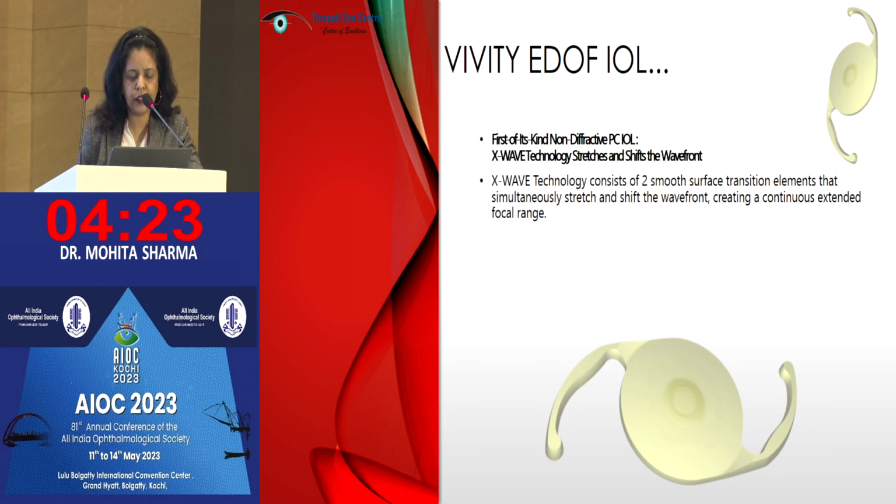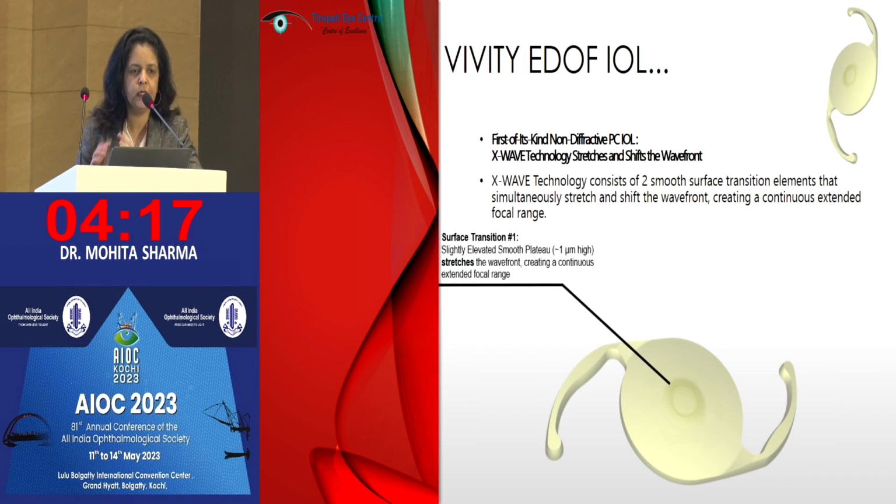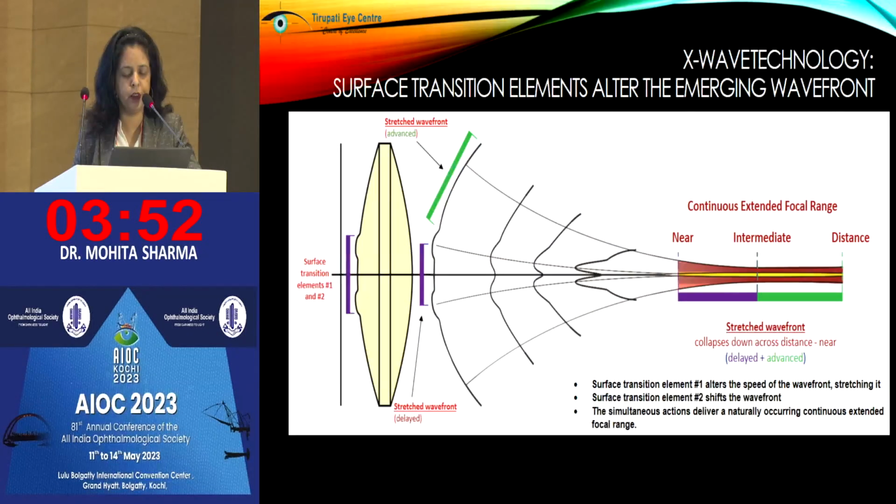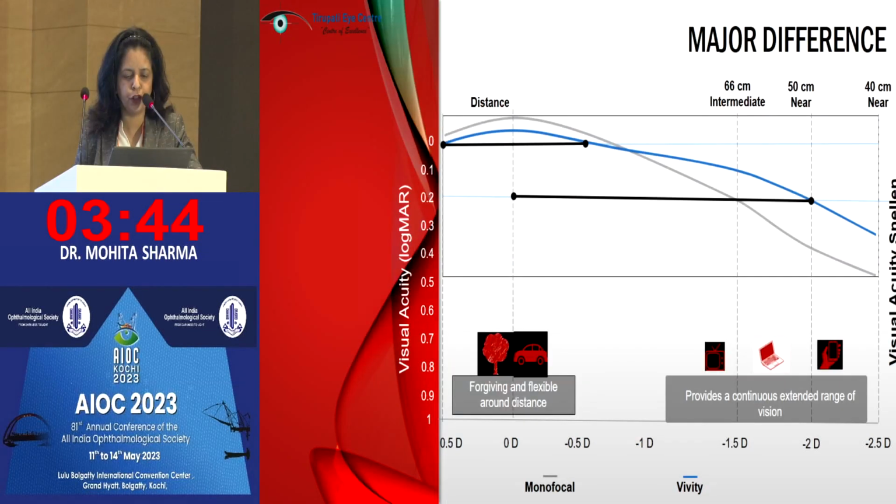But in Vivity, there is an X-wave technology which consists of two smooth surface transition elements that simultaneously stretch as well as shift the wavefront, creating a continuous extended focal range. As you can see, surface transition 1 is a slightly elevated smooth plateau which stretches the wavefront, creating a continuous extended focal range. And surface transition 2 is basically a small bump in the center. This shifts the wavefront to utilize all the available light energy. This diagram clearly shows how it stretches as well as shifts the wavefront, so as to give us a better quality of vision.